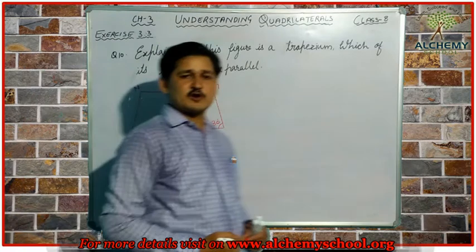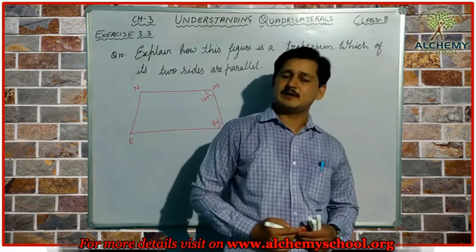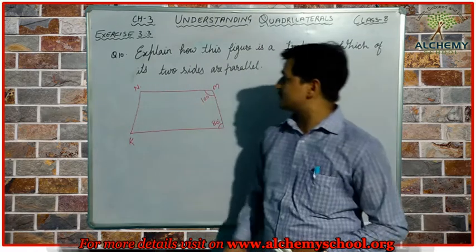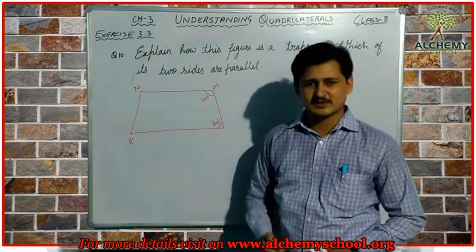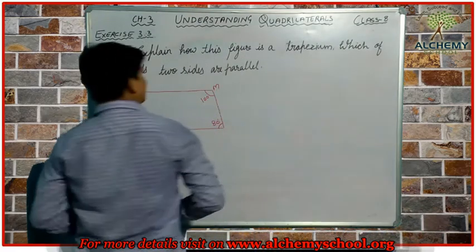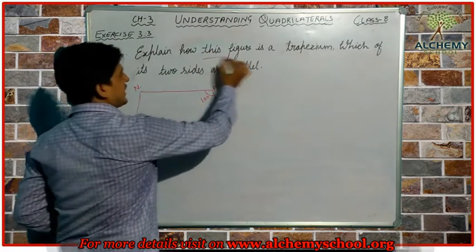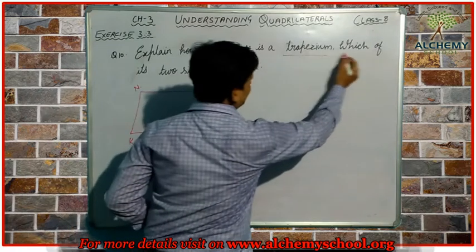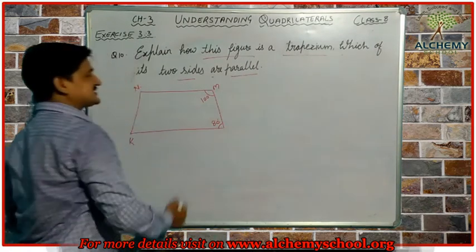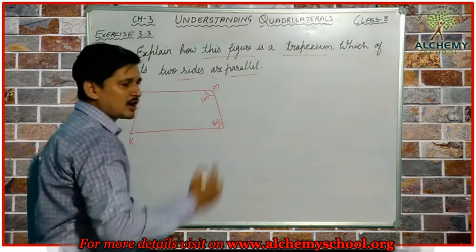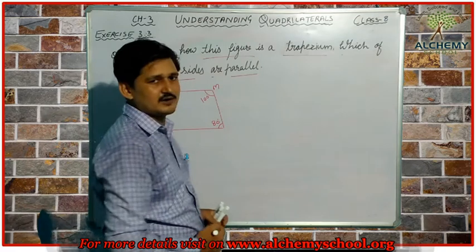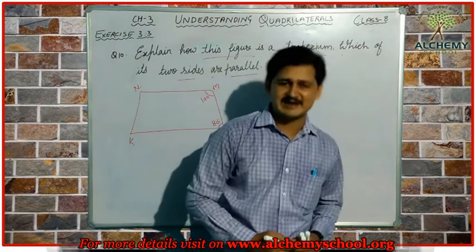Okay student, so we all have seen here how we can solve the question number 9. The next question that we are going to take, that is question number 10. So let's see what is given in question number 10. Question number 10 is explain how this figure is a trapezium which of its two sides are parallel. To understand a trapezium, we have to recall what is trapezium. Okay, so trapezium is a quadrilateral which has a pair of parallel sides.